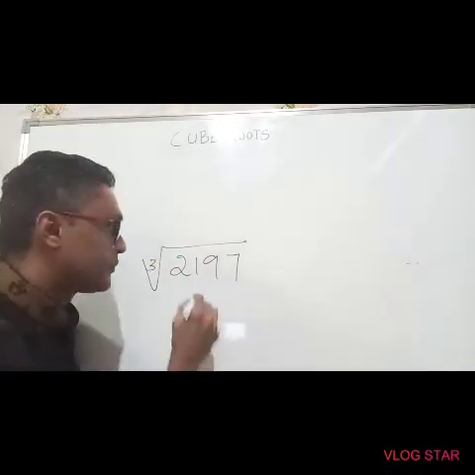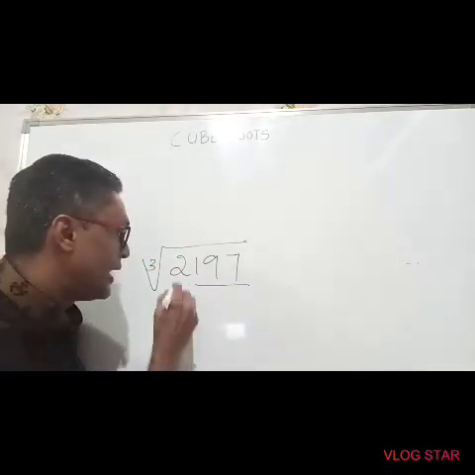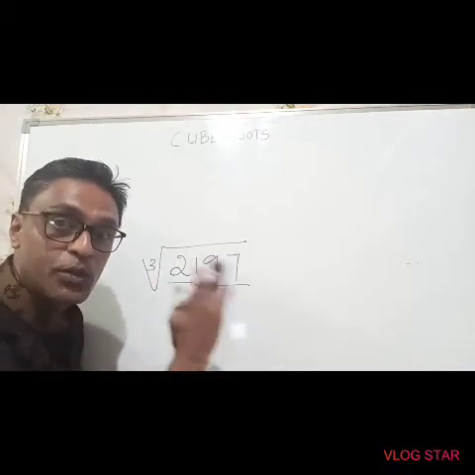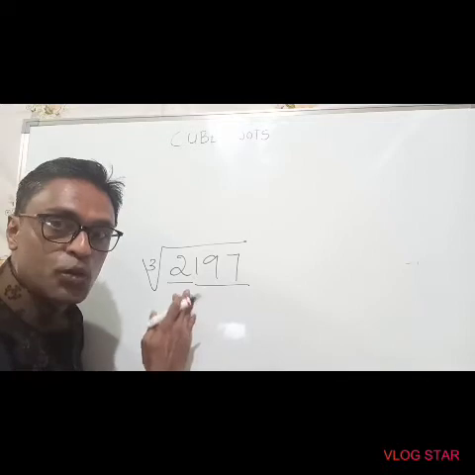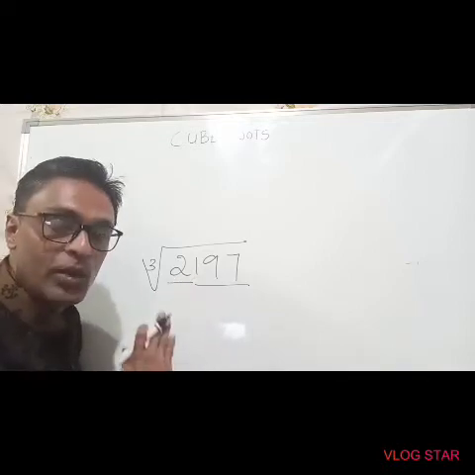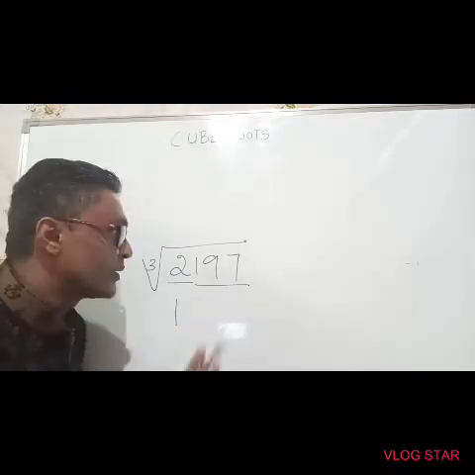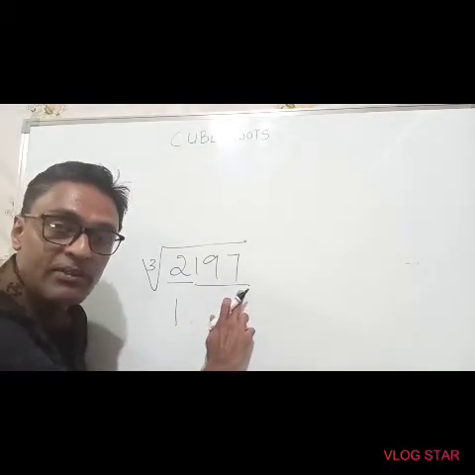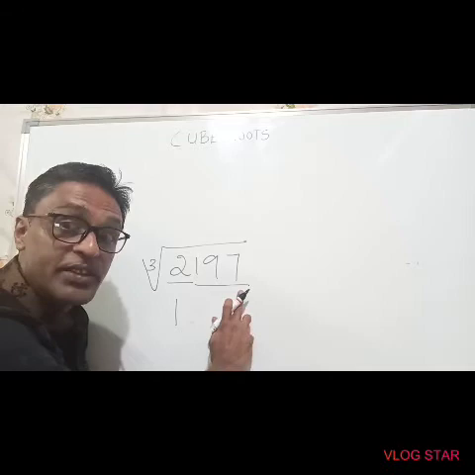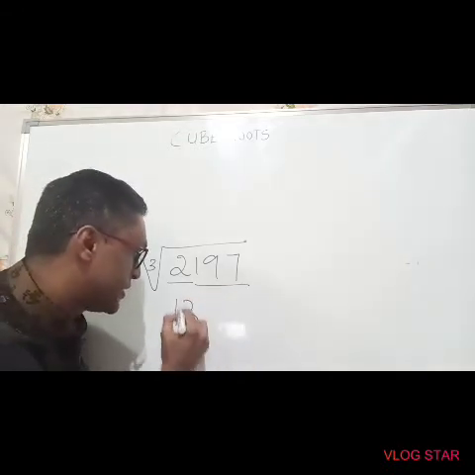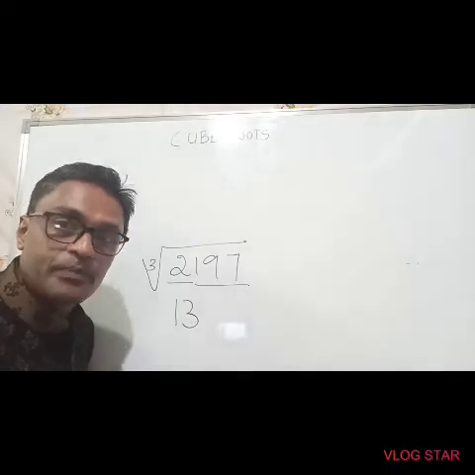2,197. 197 is one group and 2 is one group. See, 2 comes between 1 cube and 2 cube. 1 cube is 1, 2 cube is 8. So 2 comes between 1 cube and 2 cube, the range. So the answer starts with 1. Take the last number and cube it. 7 cube is 343, and 343 ends with 3. Put the 3 here. 13 is the answer. Another example.